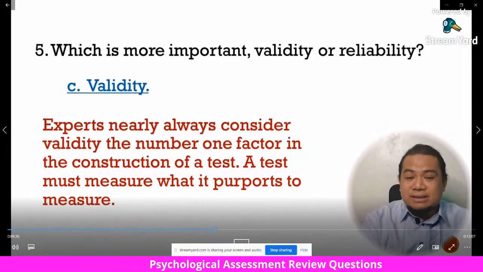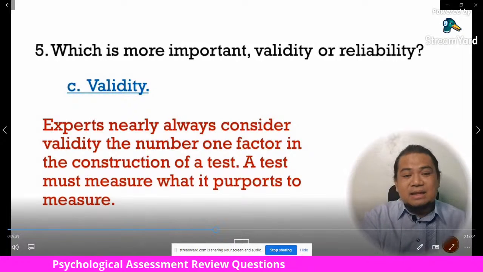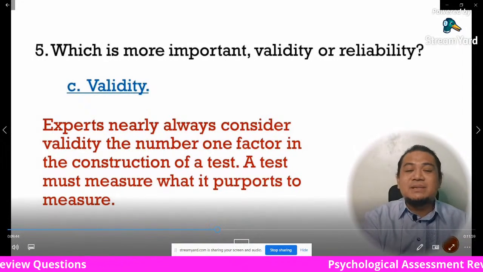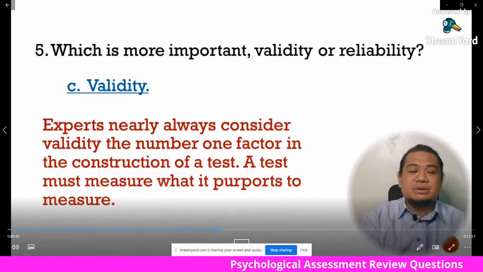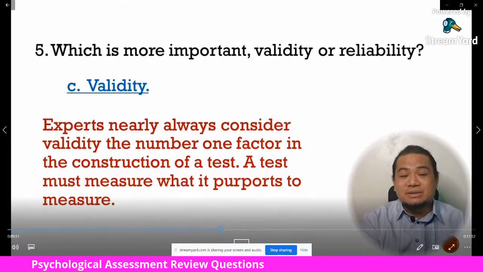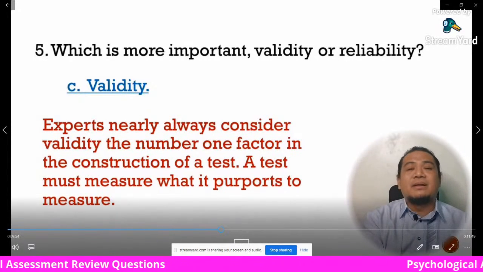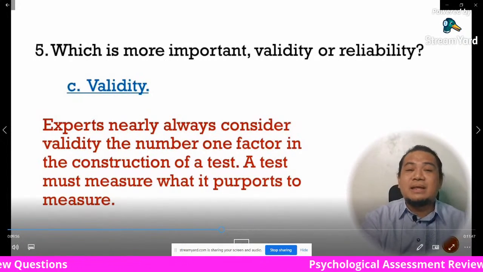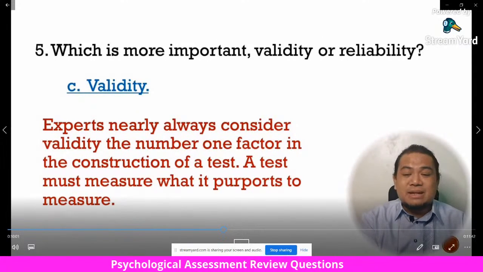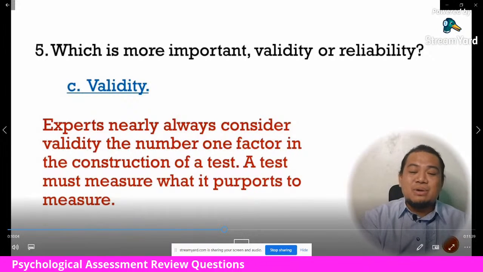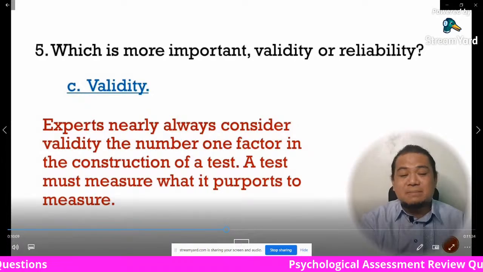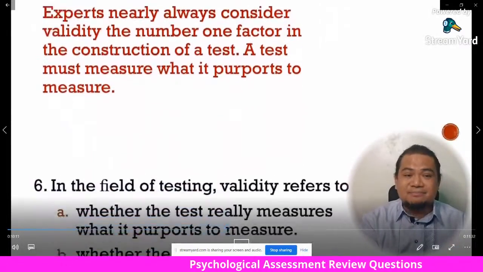Experts nearly always consider validity the number one factor in the construction of a test. A test must measure what it purports to measure. Reliability, or choice A, is the second most important concern. A scale, for example, must measure body weight accurately if it is a valid instrument. And in order to be reliable, it will need to give repeated readings which are nearly identical for the same person if the person keeps stepping on and off the scale.